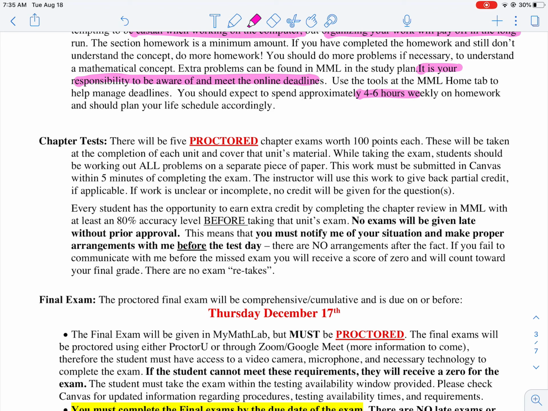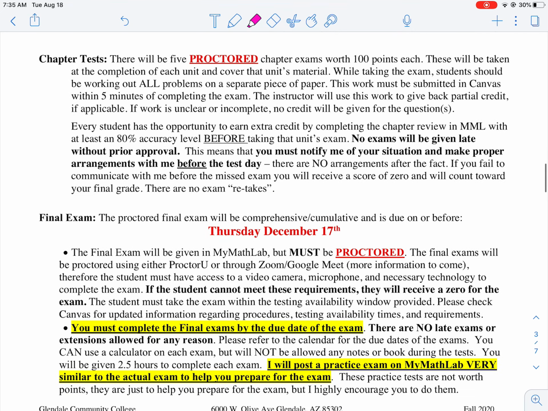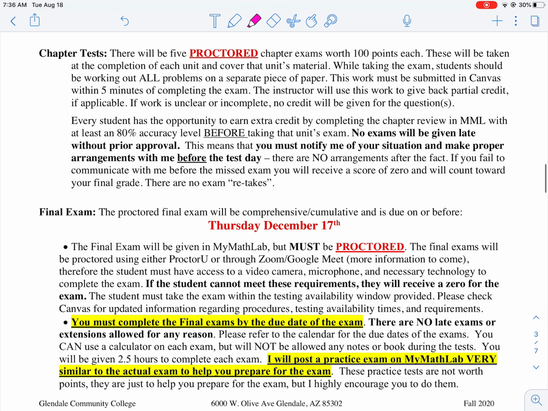You cannot wait until Sunday night to try to watch the videos, take the notes, and do all of the homework. Please make sure that you set up time in your schedule to work a little bit every single day on this class. All right, the last thing is chapter tests. There will be 5 proctored chapter exams worth 100 points each.